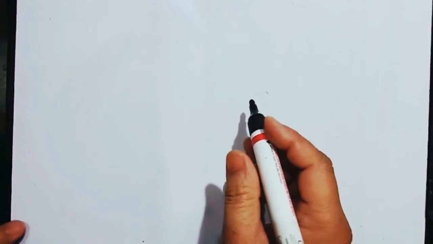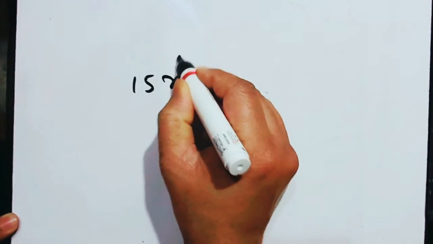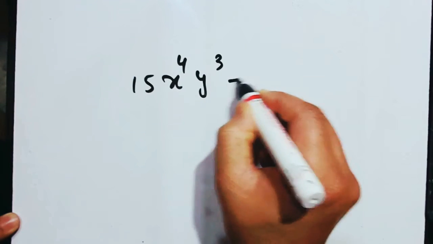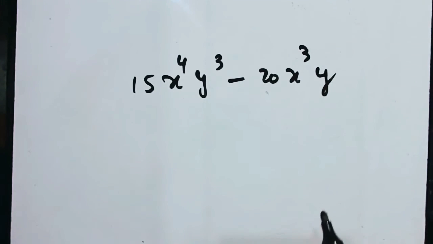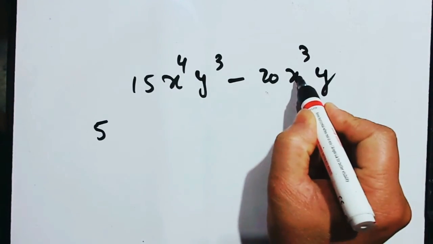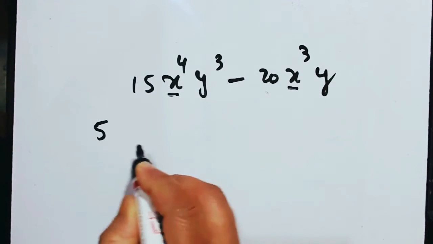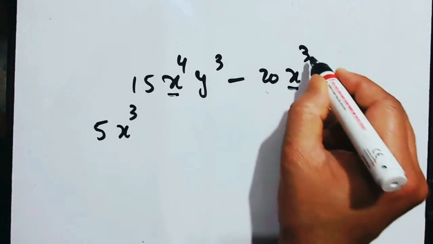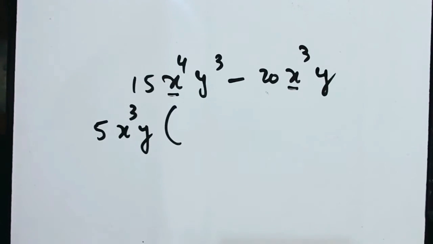Let us concentrate on the other one. I'll not do all the similar types of sums. Let us concentrate on 15x to the power 4 y cube minus 20x cube y. What I find over here is that the HCF of 15 and 20 is 5. The HCF of x to the power 4 and x cube, because they are like terms, will be x cube, having the smallest power. Now for y cube and y, the HCF will be y, because y has the smallest power.